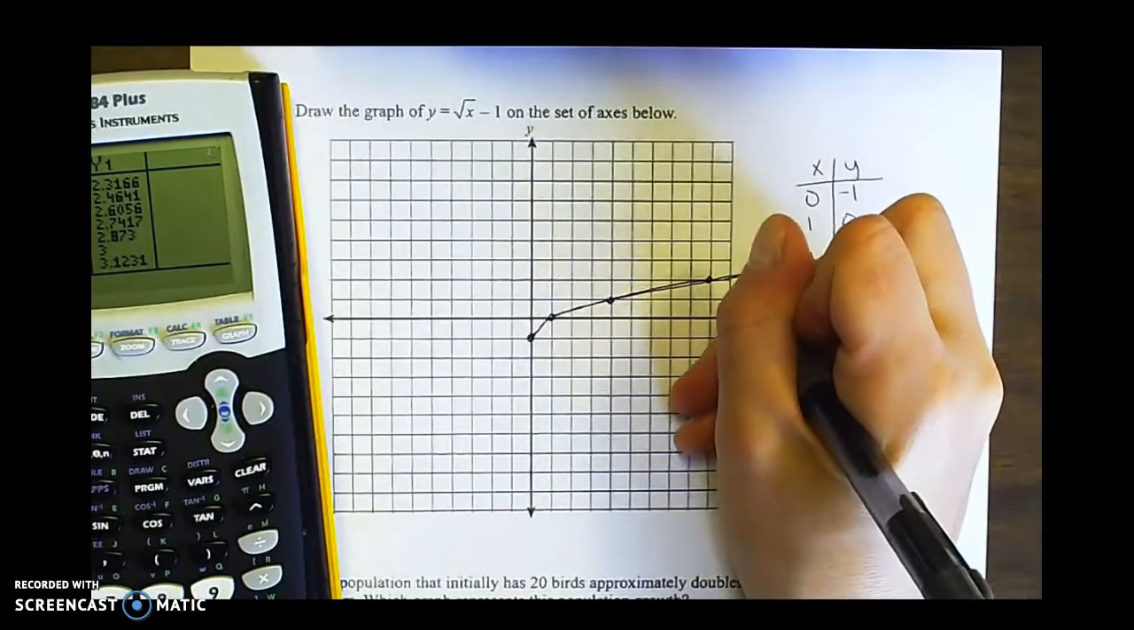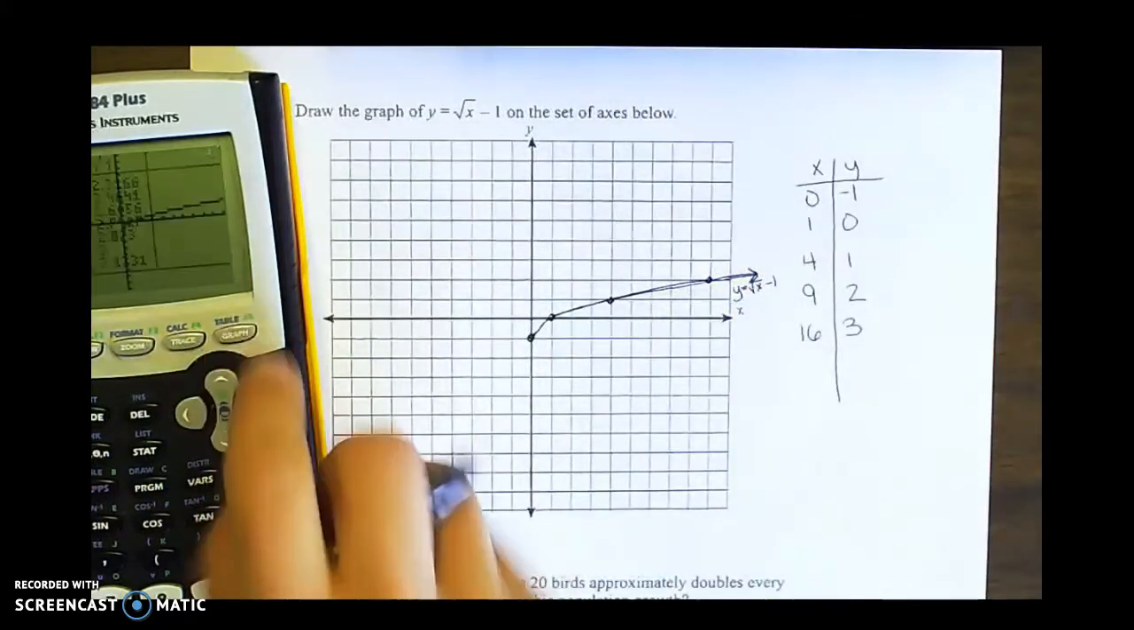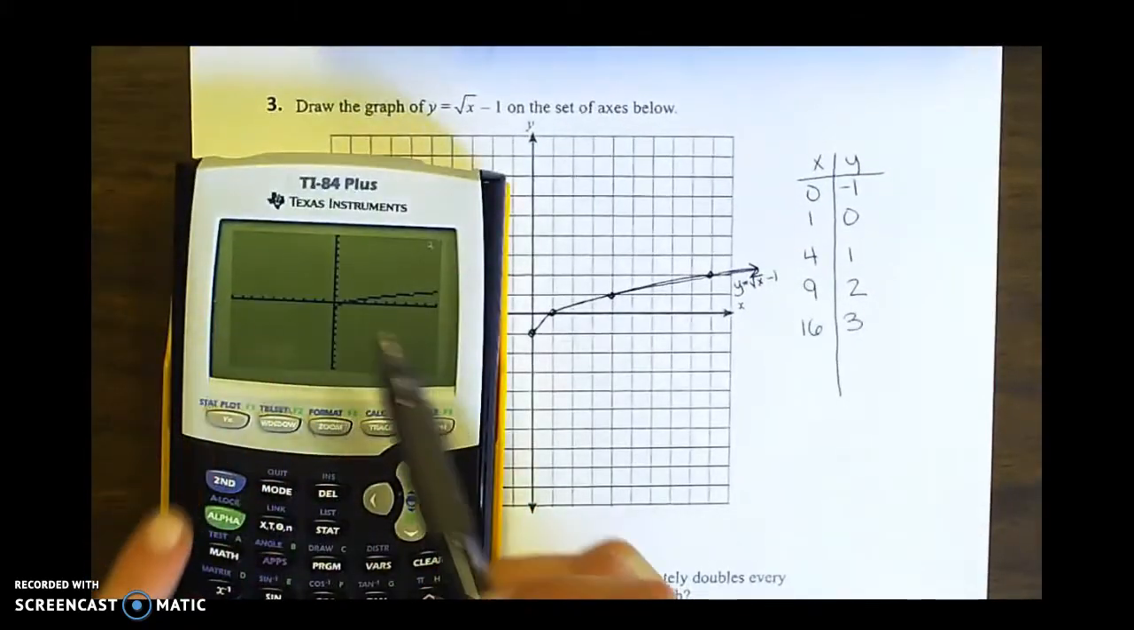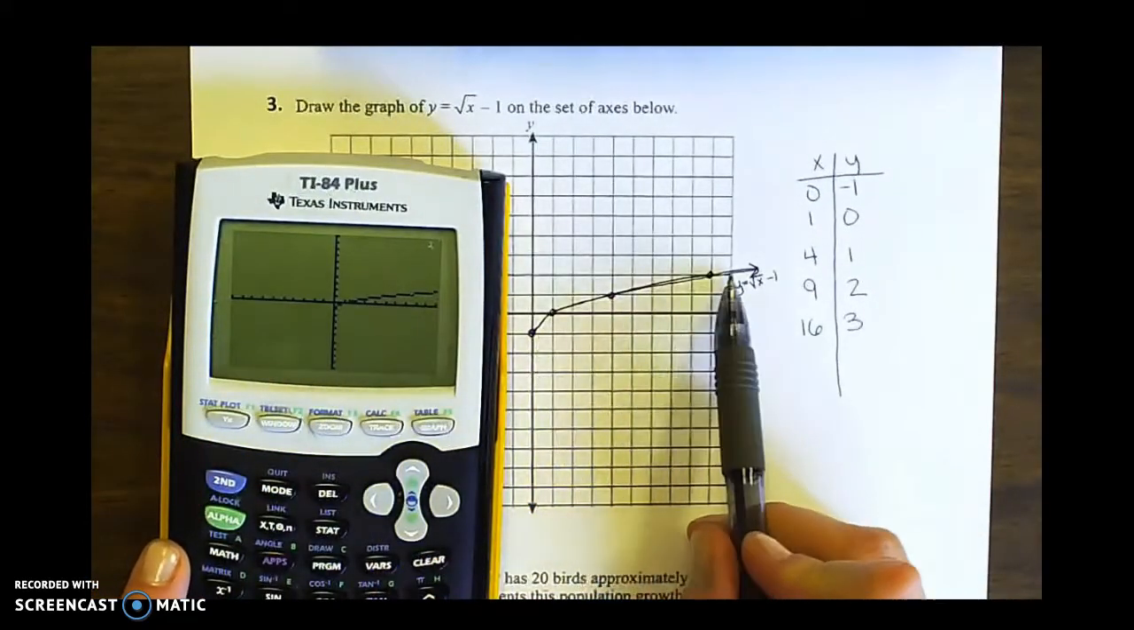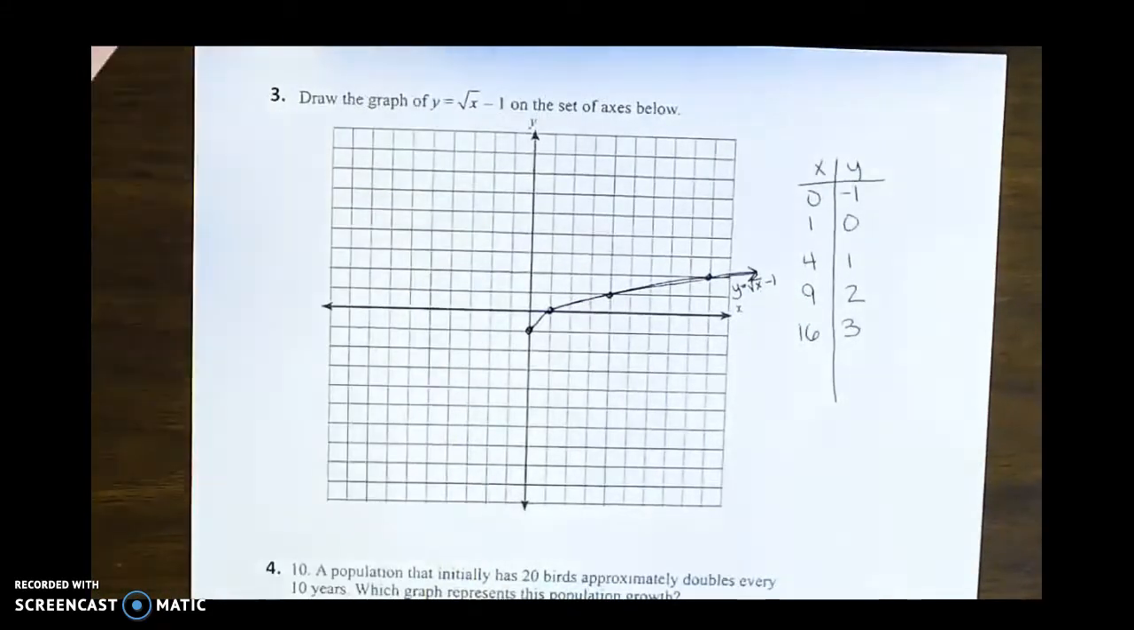And remember, at the arrow, we're going to go ahead and label our graph. I'm going to hit graph one more time just to double check that I'm matching with the function. And that is our square root function.